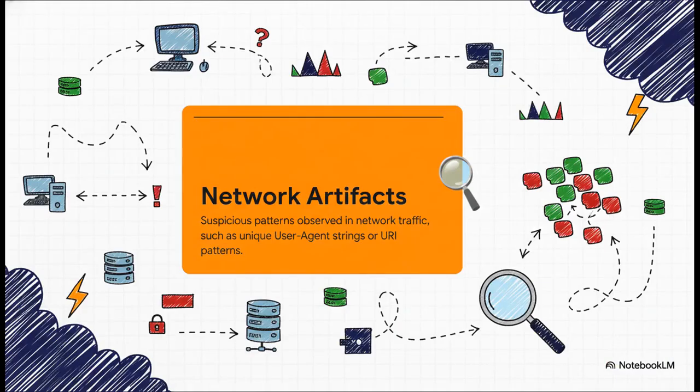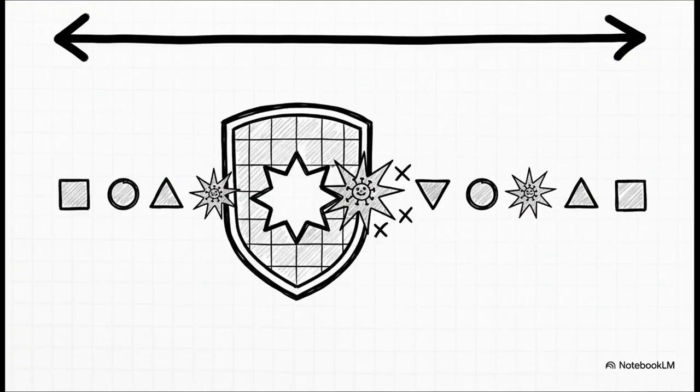And right alongside host artifacts, we have network artifacts. Now we're shifting our focus from what's on the computer to the conversations that computer is having over the network. We're looking for weird, telltale patterns in that traffic. And here is a fantastic real-world example.